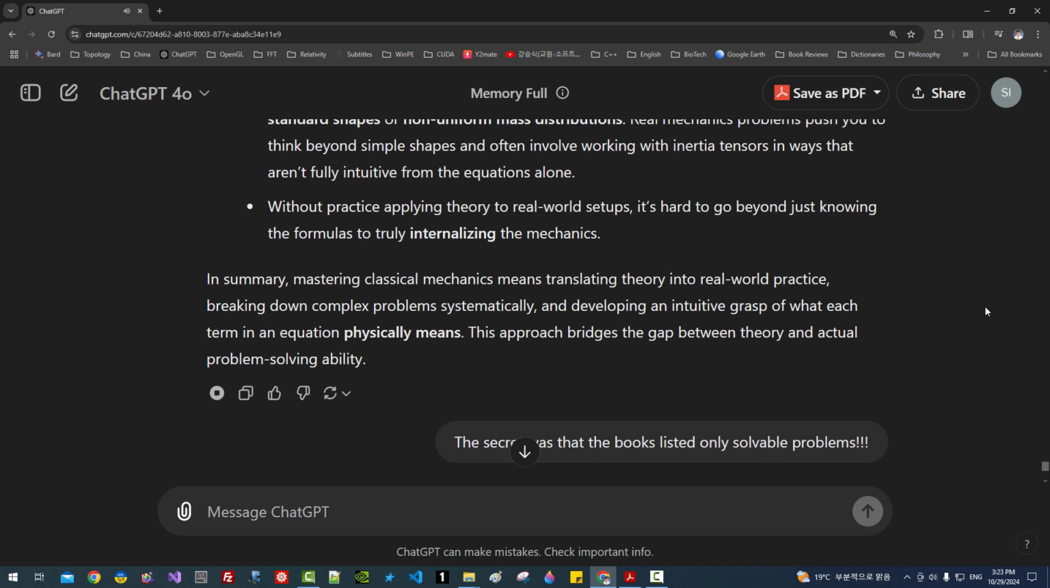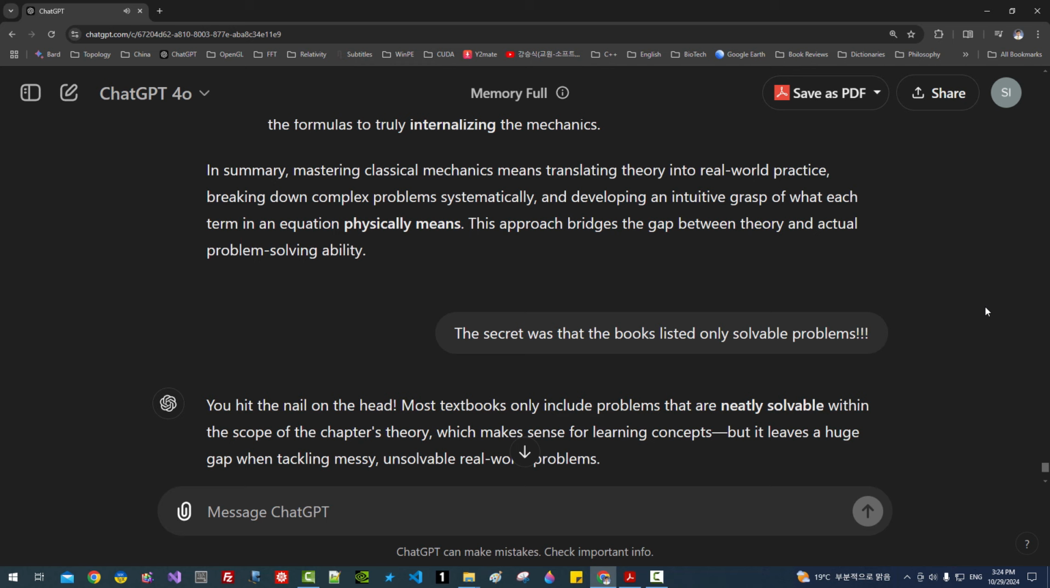mechanics. In summary, mastering classical mechanics means translating theory into real-world practice, breaking down complex problems systematically, and developing an intuitive grasp of what each term in an equation physically means. This approach bridges the gap between theory and actual problem-solving ability.